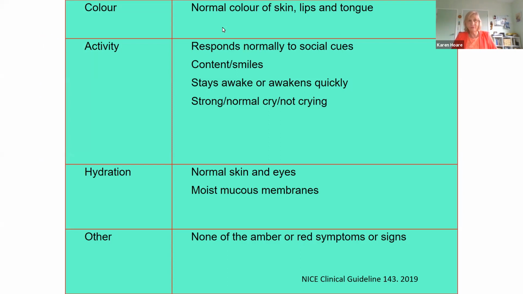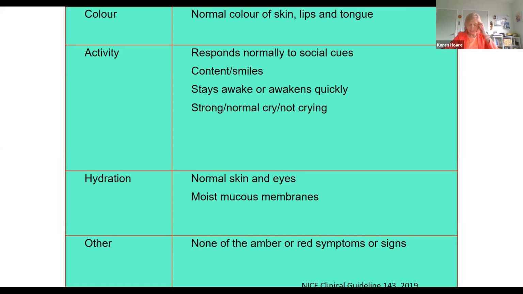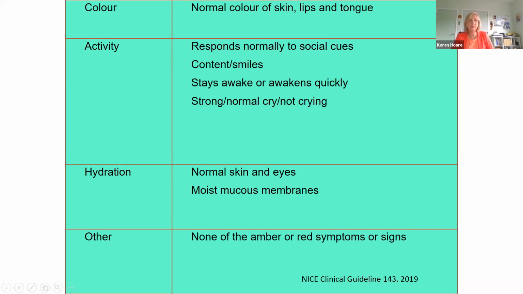This is taken from the NICE guidance, and you've got the clinical guideline there. It was first published in 2007, and it was updated in November last year. The NICE clinical guideline uses the traffic light system. The traffic light system is a tool for prioritizing serious illness in children with fever.